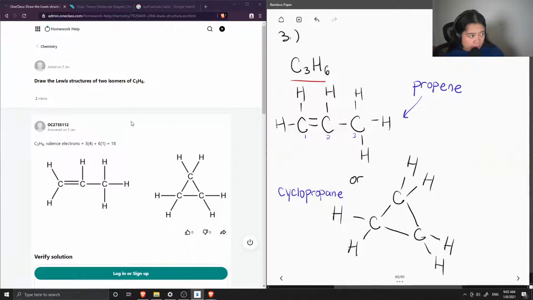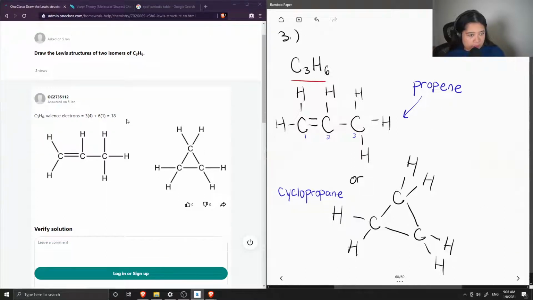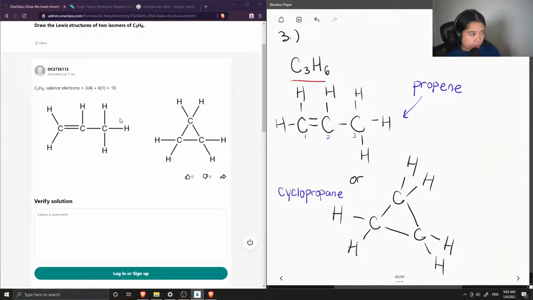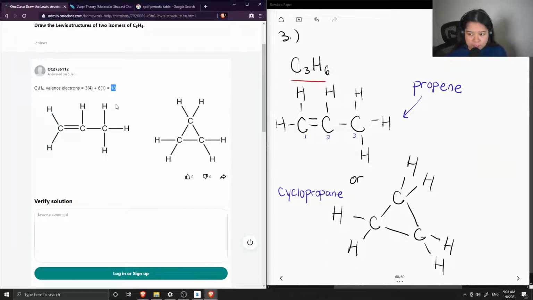So these are the 2 isomers of C3H6, and if we look at the junior tutor's answer, you can see that they got the same thing. They also made sure to count out the number of valence electrons as well. So there are 3 carbon atoms, each with 4 valence electrons, and 6 hydrogen atoms, each with 1 valence electron, to have a total number of 18.